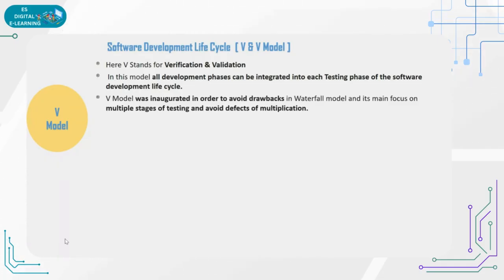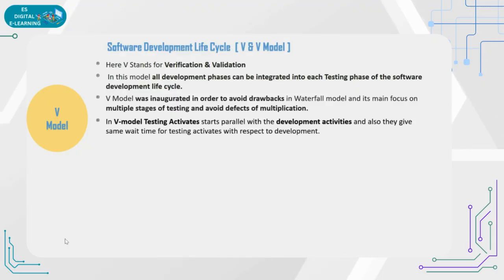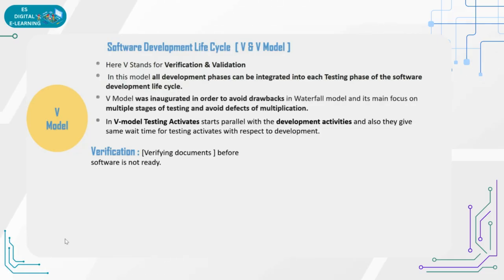So why this V model came is, previously we had the waterfall and spiral models, all those. To overcome the waterfall model, we came up with the V model. And moreover, verification is where we are verifying the documents before the software is ready.